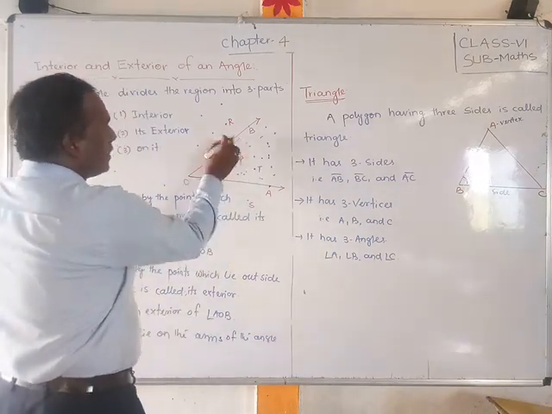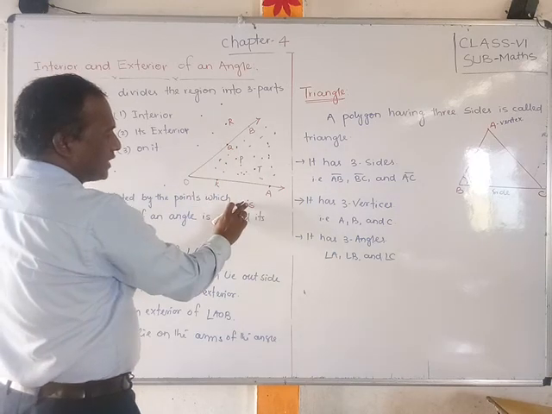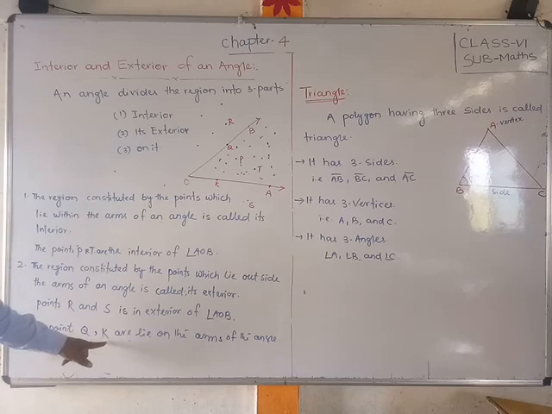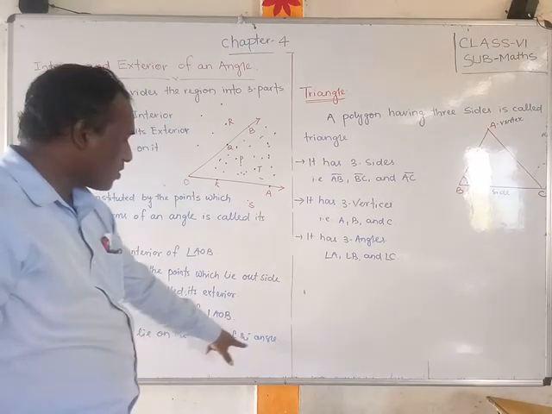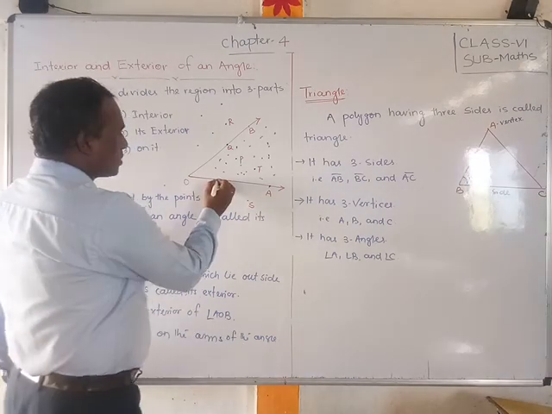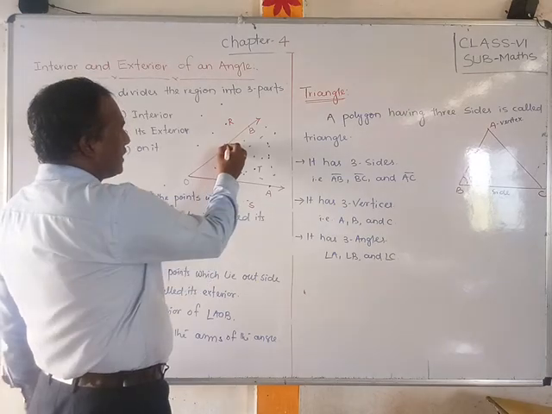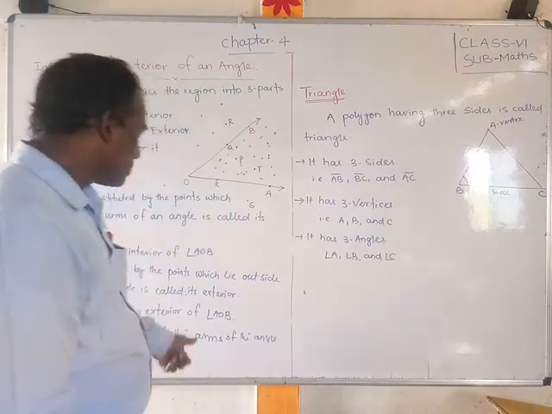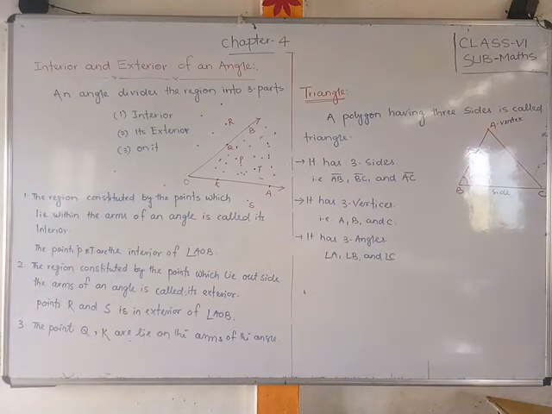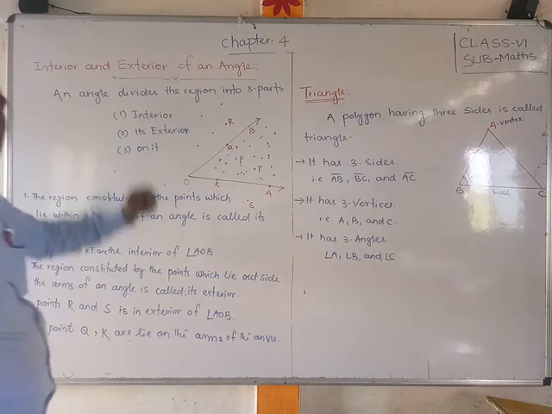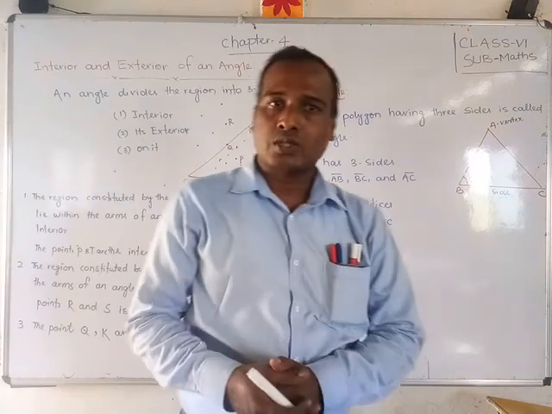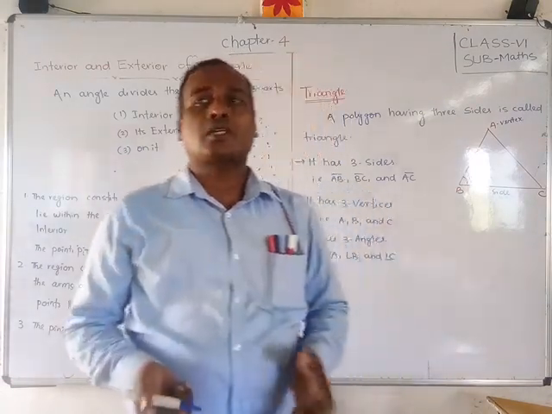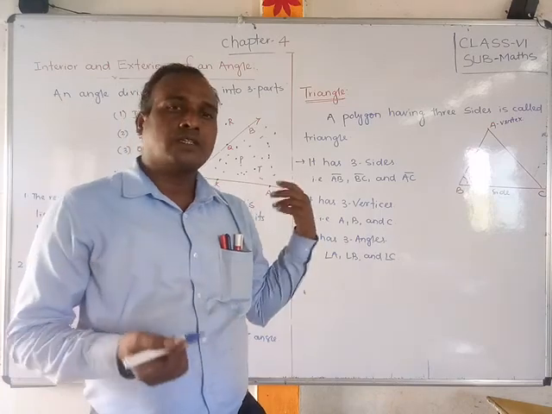The points Q and K lie on the arms of the angle. These are the points on the arms. That is all about the interior and exterior of angles. We have to identify which points are exterior and which points are interior.